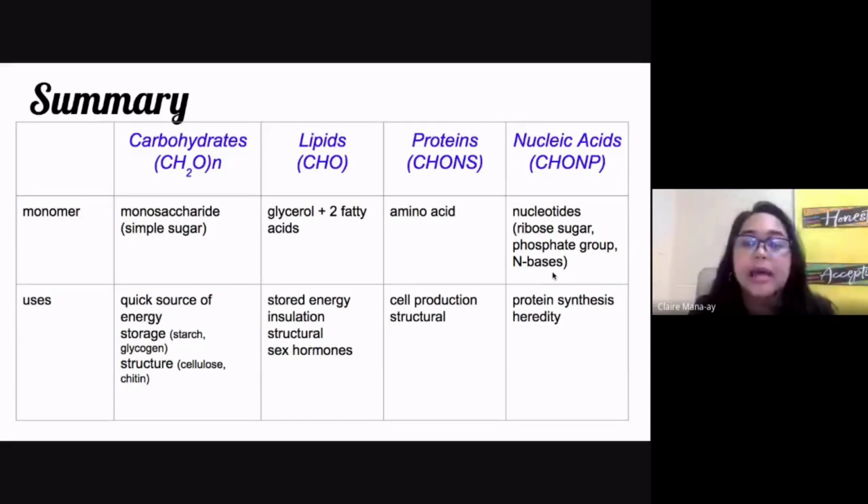Remember, DNA and RNA. Your RNA is for protein synthesis. It's for making of proteins. And your DNA, of course, is for heredity. It passes on the genetic information from your parents to you. So from parents to offspring, that is through your DNA or deoxyribonucleic acid.